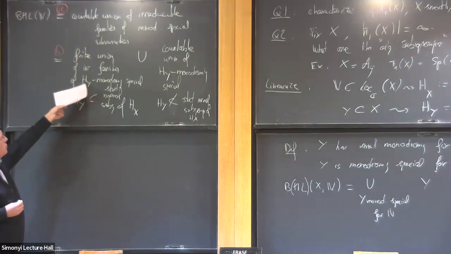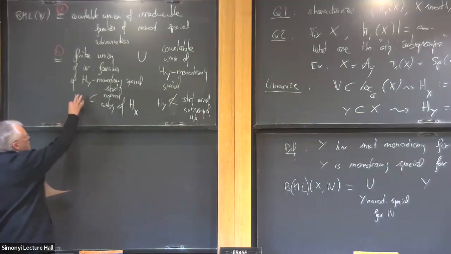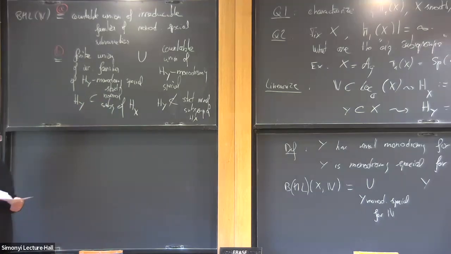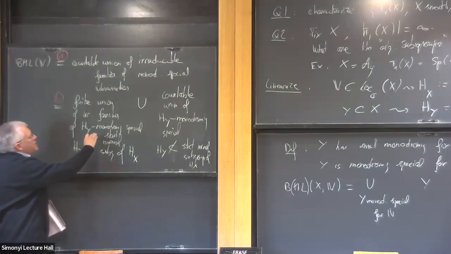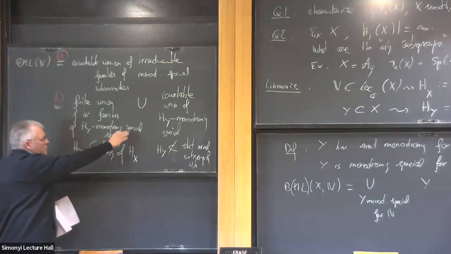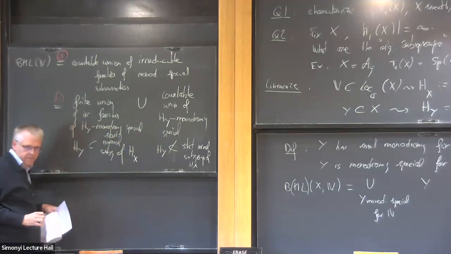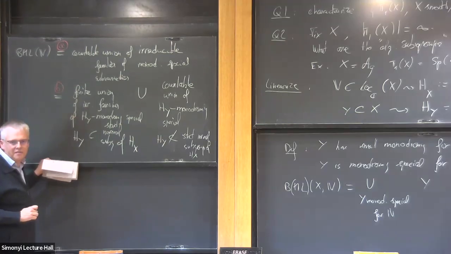And then you say it's a finite union of irreducible families of monodromy special subvarieties, which have the property that their monodromy group is contained in a strict normal subgroup. HX monodromy special, not HY monodromy special. No, but okay, when I say HY monodromy special here, I mean it's monodromy special for V with algebraic monodromy group HY. Okay. It was just a matter of elimination, sorry. It was not clear.